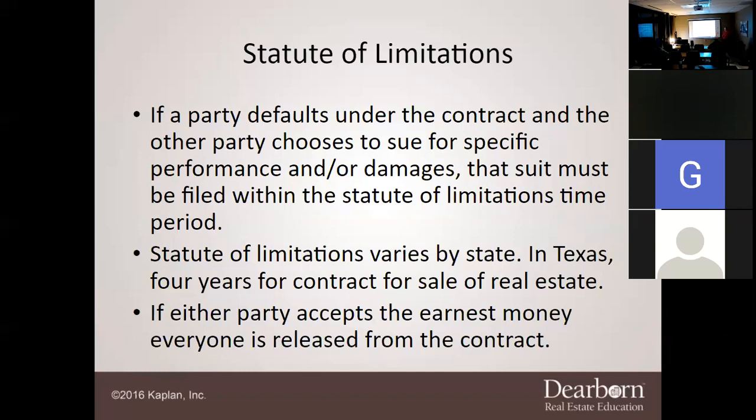Most of the time, there are plenty of what we call creditor mills, where they just file a ton of lawsuits. And if you respond, they drop the lawsuit. Because most people, when they get sued and get served, what do they do? Write a check. 99% of the time, if you respond, they let it go. So if either party accepts the earnest money, however, everyone is released from the contract.